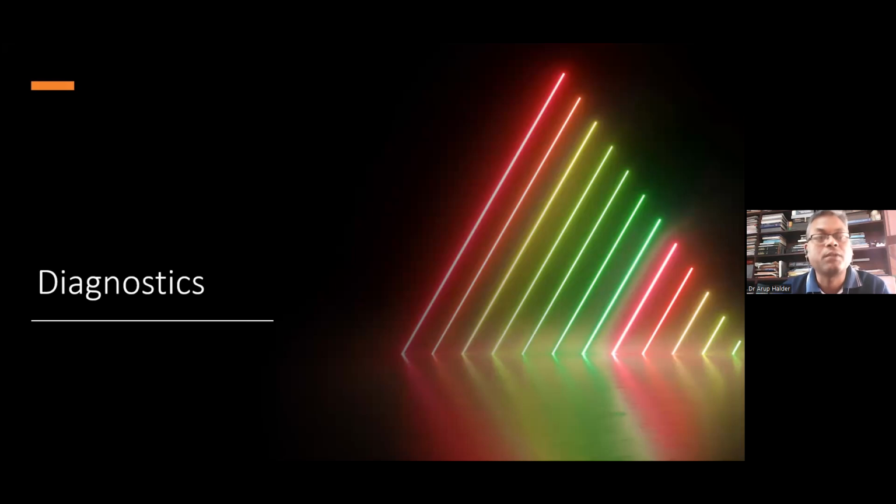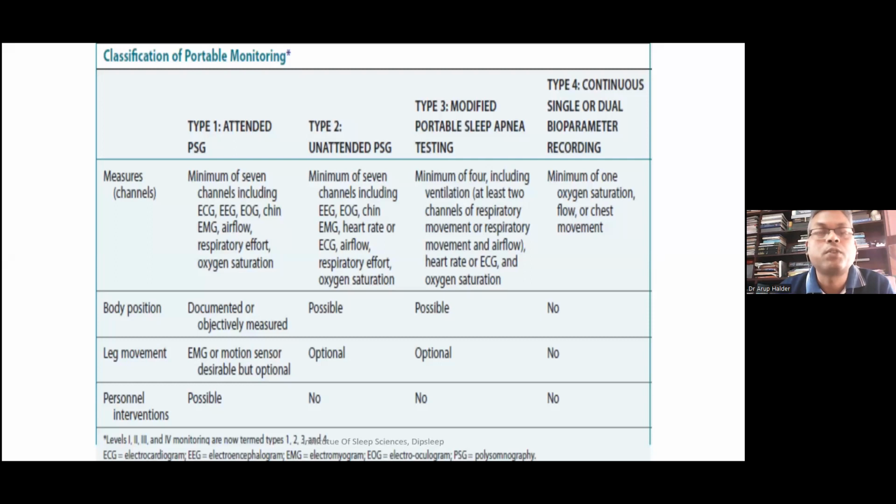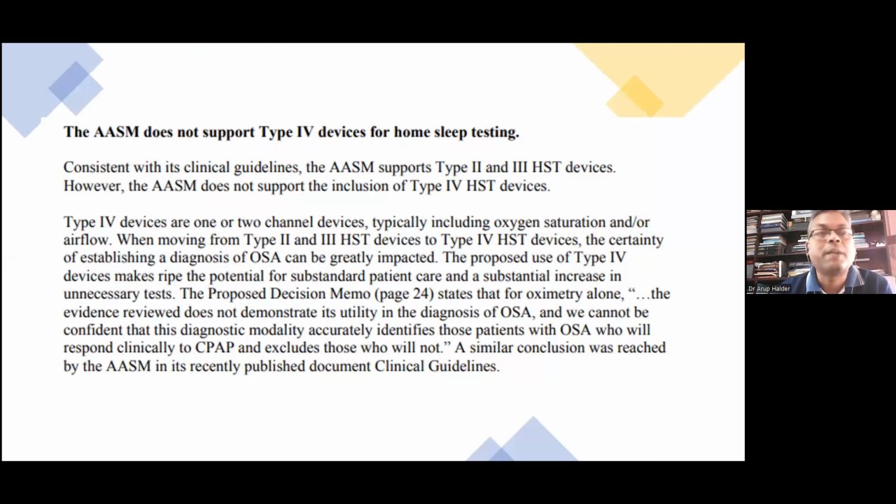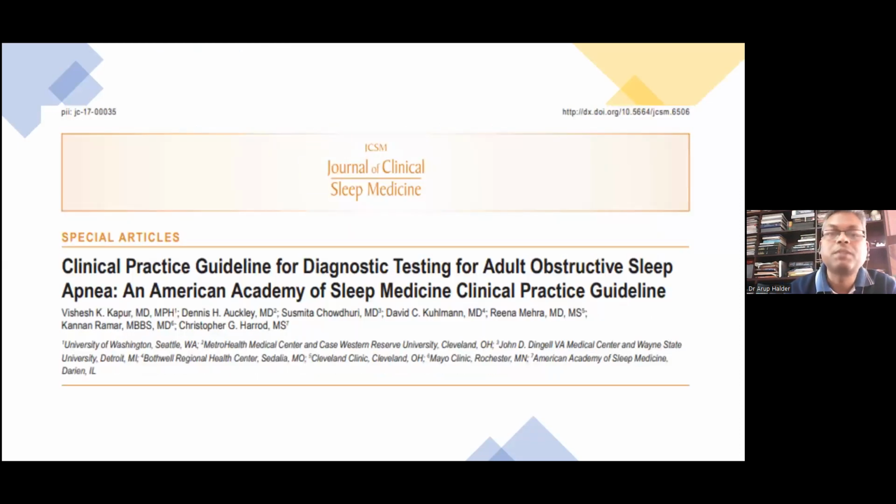pathophysiologic part of OSA. Now a few points about the diagnostics, a few rapid points. We all know we have four types of PSG available: type 1, type 2, type 3, and type 4. That depends on the number of channels we use, whether we use monitoring or not. And recently, the American Academy of Sleep Medicine does not support the type 4 device for home sleep apnea testing. And for home sleep apnea testing, they have released some guidelines. This is given in this guideline. You can have free access to that article.